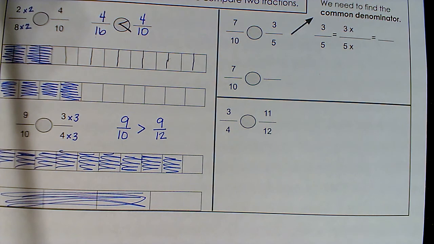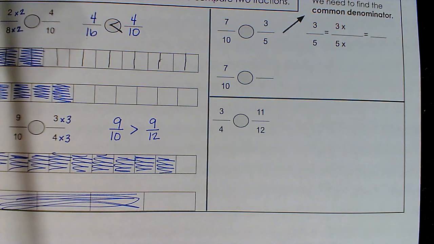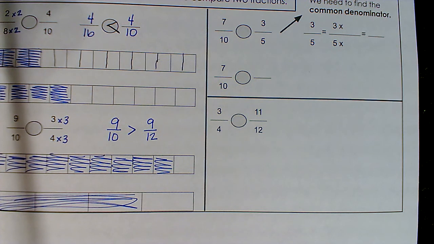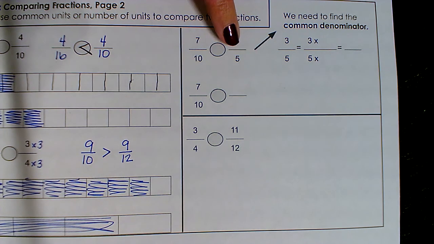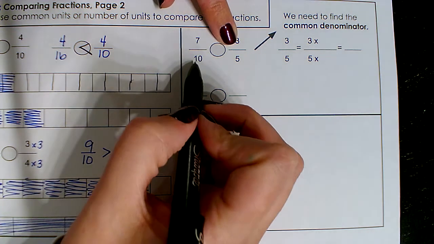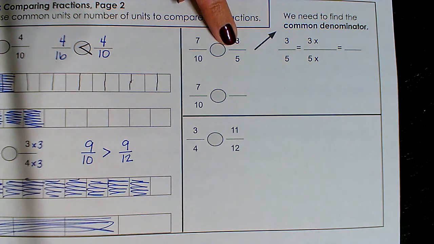So remember, our first step was to look at the denominator, and then if I couldn't get my denominators to be the same, then I looked at my numerator. So let's look at this example. I have 7/10 and 3/5. Are my denominators the same? No, but they are related.